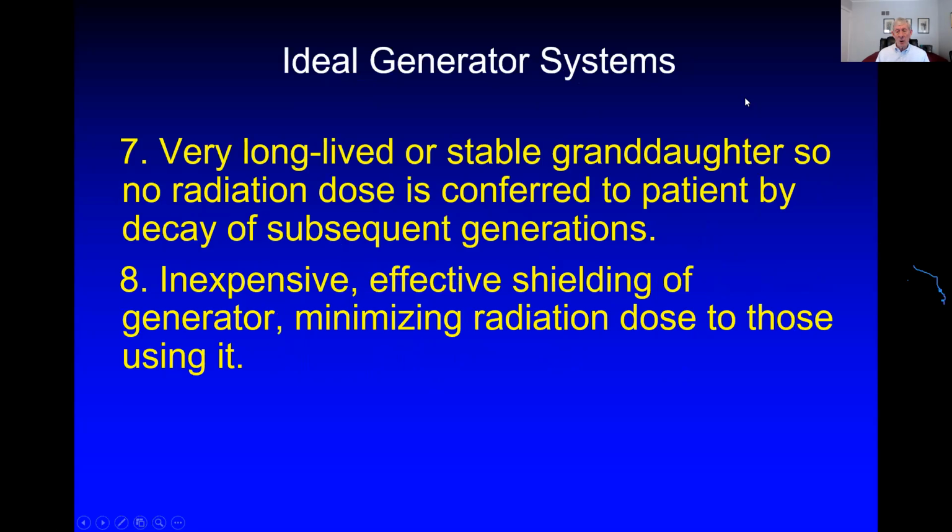Now, we also want, what about this? We want a very long-lived or stable granddaughter. We don't want to confer significant dose to the patient and also possibly to subsequent generations. Now, what's a very long-lived isotope? How about technetium ground state? 220,000 years. How much decay is going to take place in a person's lifetime? Almost zero. The fraction decaying per unit of time is only 3 millionths of it per year. It's almost nothing. We prefer it to be stable, but if it's not, that's okay, as long as it's very long lived.